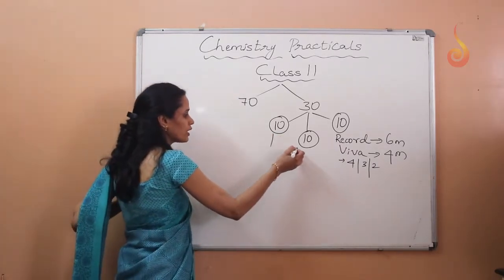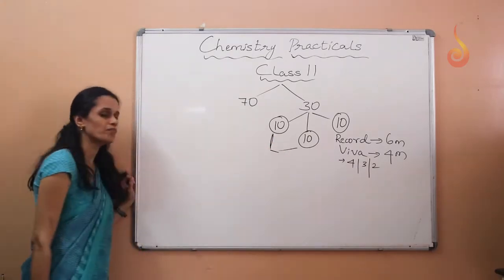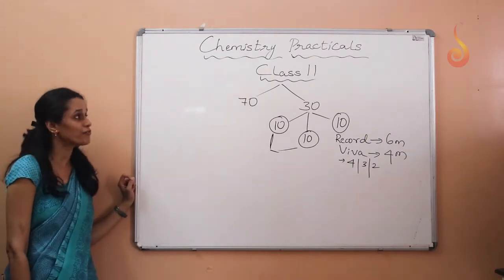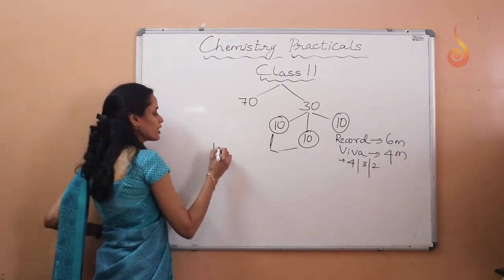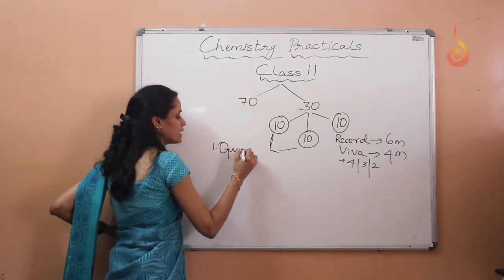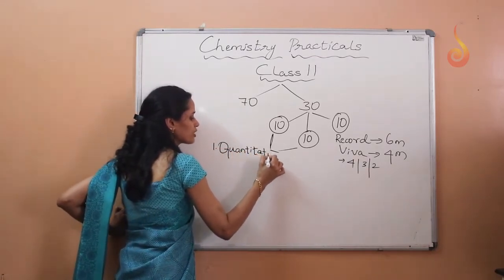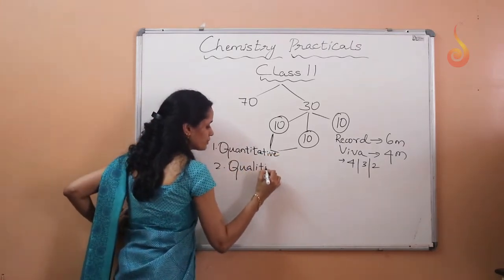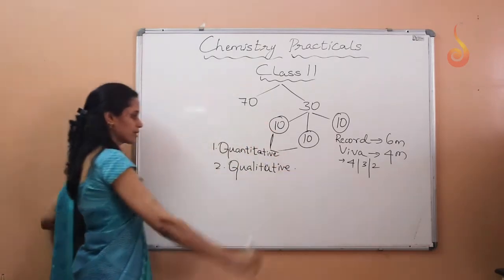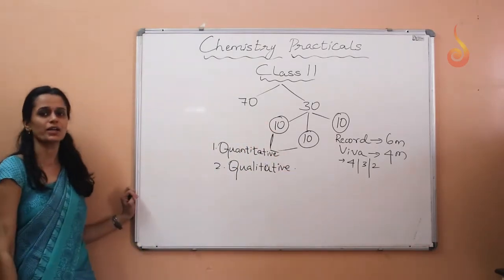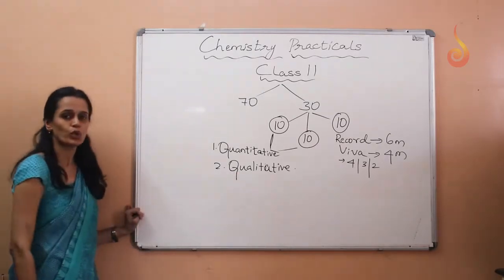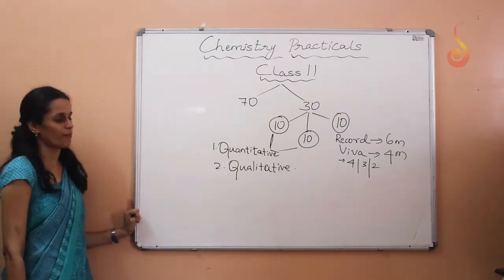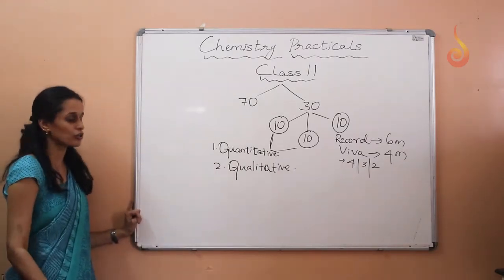Like I told in the beginning, we have totally 20 marks for experiments. So what are the different experiments we will be having for class 11? We have 2 different types of analysis. One is quantitative analysis, the other is qualitative analysis. So one experiment from quantitative analysis and another from qualitative analysis. So we have only 2 experiments to perform in the lab, especially for your final exam.